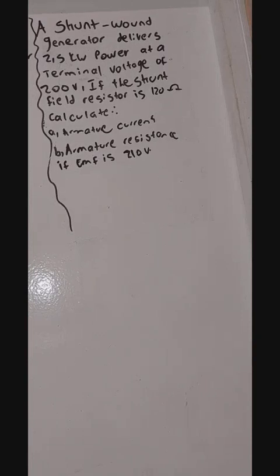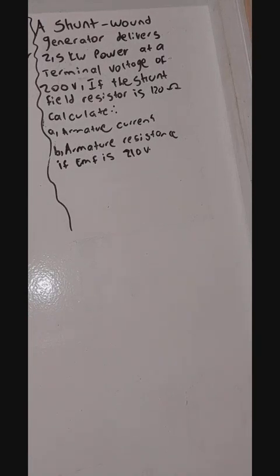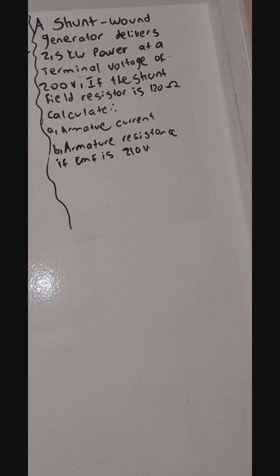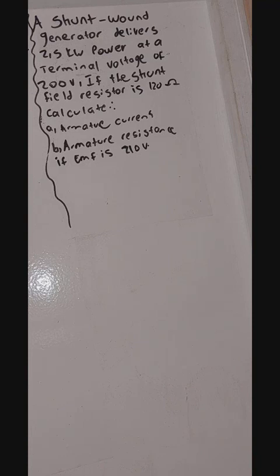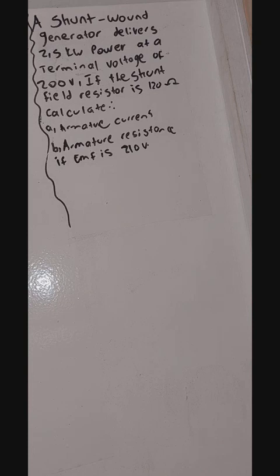The second question goes like this. A shunt wound generator delivers 2,5 kilowatts of power at a terminal voltage of 200 volts. If the shunt field resistor is 120 ohms, calculate the armature current. And after we calculate the armature current, they want the armature resistance if the generated EMF is 210 V. So let's write down the given.